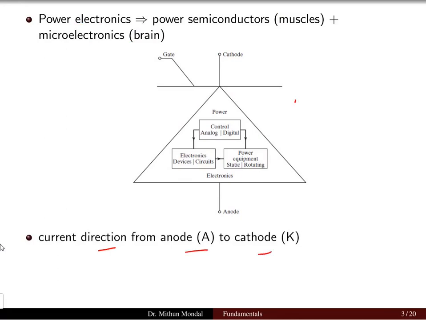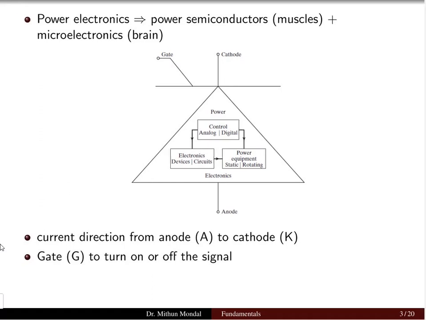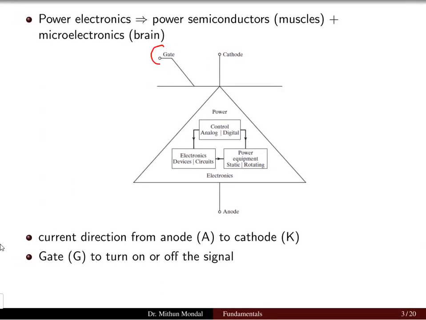So when the current flows, it will flow from anode to cathode. The gate is basically used to control the direction of the current after a certain time instant. If you have the gate in power electronic circuits, it is used to turn on or turn off the signal. So the gate is basically controlling when the signal will be turned on and when it will be turned off.